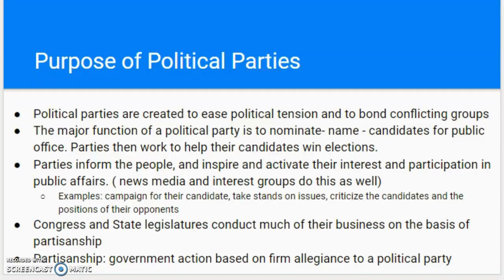Congress and state legislators conduct much of their business on the basis of partisanship, which is just that you are either Democratic or Republican, you are a part of a particular party, and that is public knowledge. The opposite of that would be nonpartisanship, which means that you're not really associated with a particular political party.